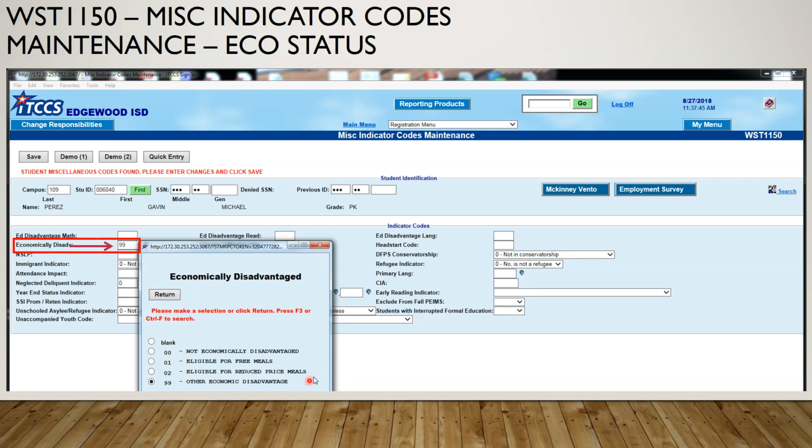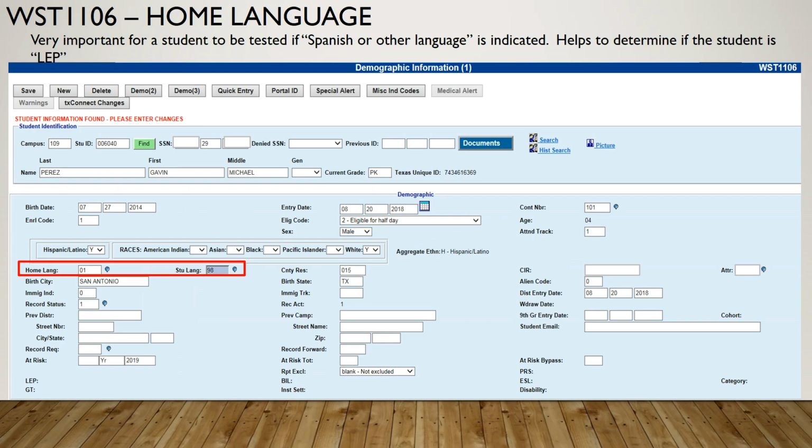The only 2 codes that data clerks are responsible for is if they're not economically disadvantaged or 99 other economic disadvantage. The EcoDisc is one of the indicators that can be used to qualify a student for pre-K services. Another indicator used to determine if a student qualifies for pre-K services is if the student is LEP. It's very important that the home language is coded correctly. All LEP students must have a home language code of 01.